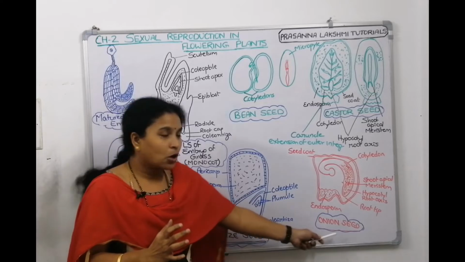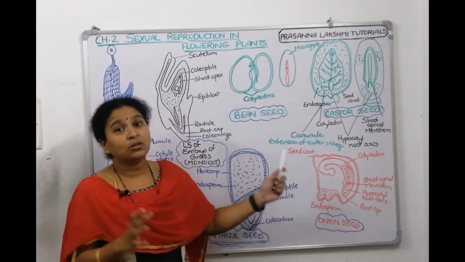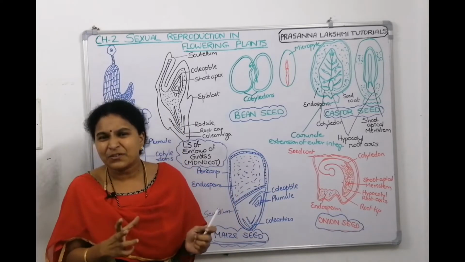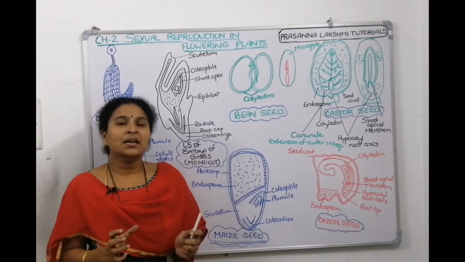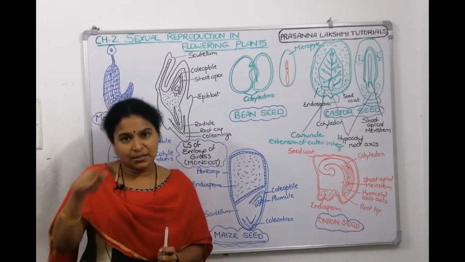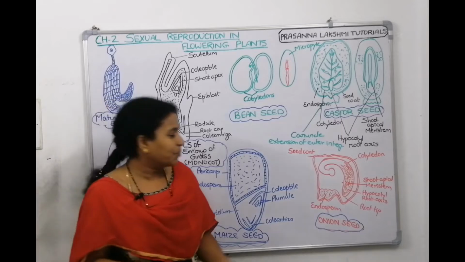This is about the onion seed. It has a seed coat, it is a colored seed, a rough seed, a small seed, right? It has wrinkled surfaces and a coiled cotyledon. All that about the onion seed.